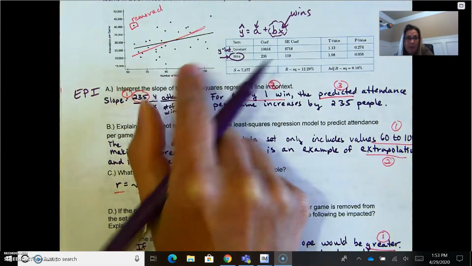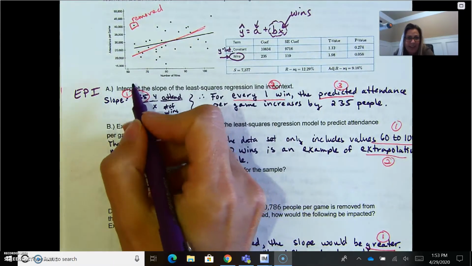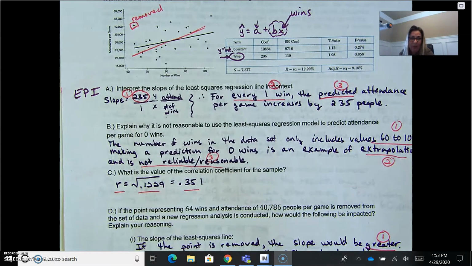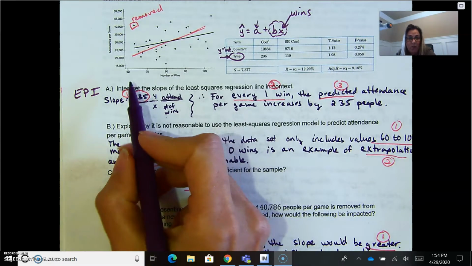Number of wins, our scatter plot doesn't go anywhere near 0, right? 60 to 70 is where the data starts. So if you're making predictions where you don't have data, that's called extrapolation. My document camera just froze. Hold on, let me see if I can figure this out.